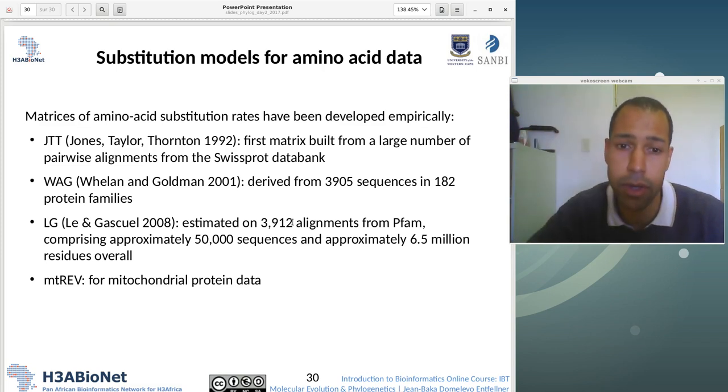The last general purpose protein evolution model, sorry. So it's been increasingly large data sets that have been analyzed in order to evaluate these matrices of instantaneous substitution rates. And you have some specific non-general purpose matrices, like MTREV, which is for mitochondrial protein data only.